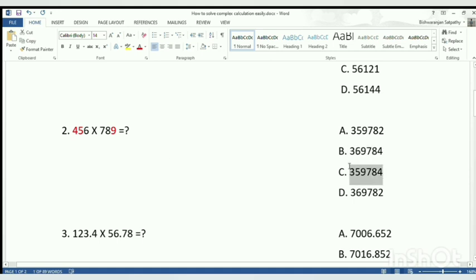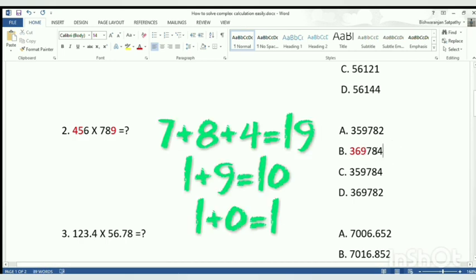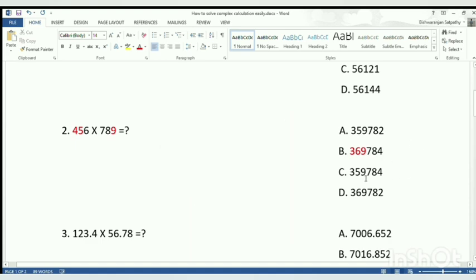Okay, so let's check option B, that is 3 plus 6. This will be eliminated because the sum is 9. The rest is 7, 8, 4. So 7 plus 8 is 15. 15 plus 4 is 19. So 1 plus 9 will be 10. 10 means at last we will get 1. Okay, 1 plus 0 will be 1. So I think our option is C.